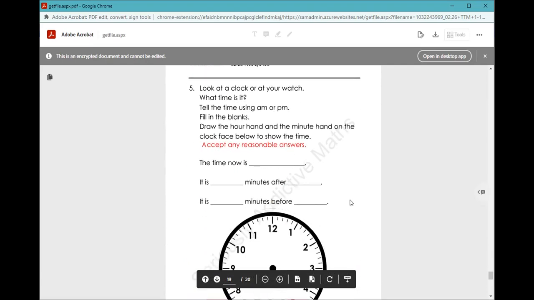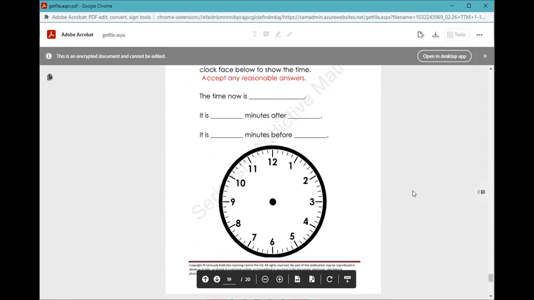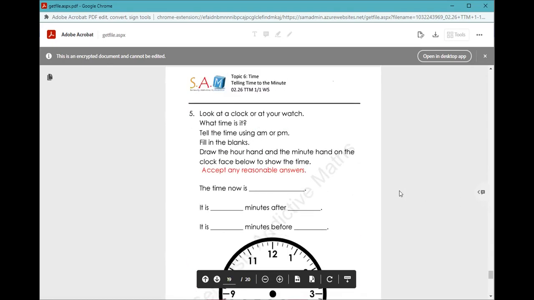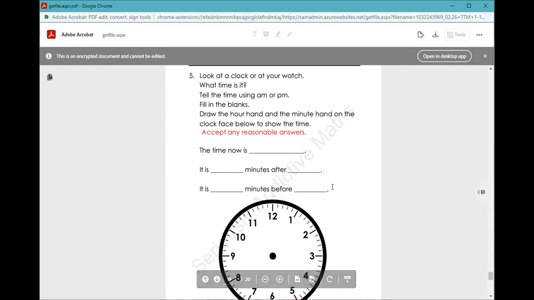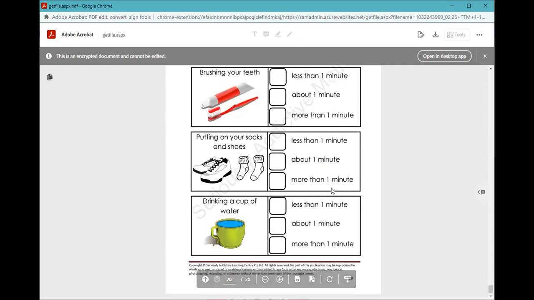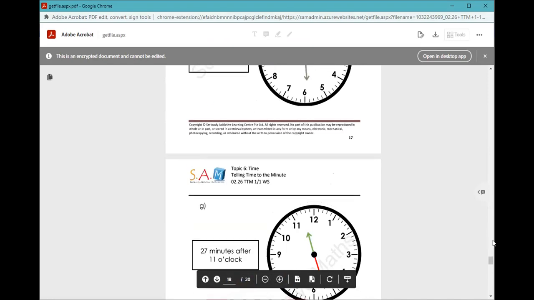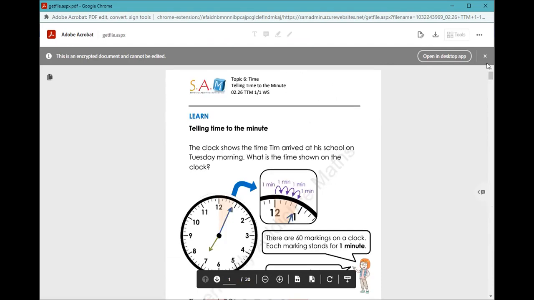Now, the last 2 questions are optional. Some of them have a watch, some of them don't, but you might want to use the digital clock and ask them to fill in the answer instead. And finally, this one, these are optional. So that's it for the 2 lessons. I will send you the link of the digital analog clock very soon.